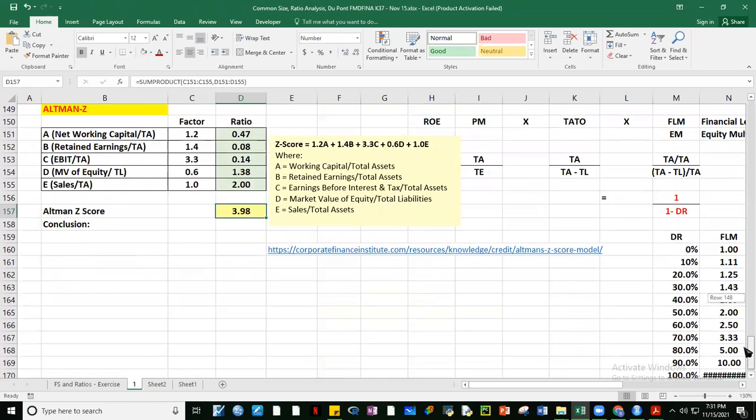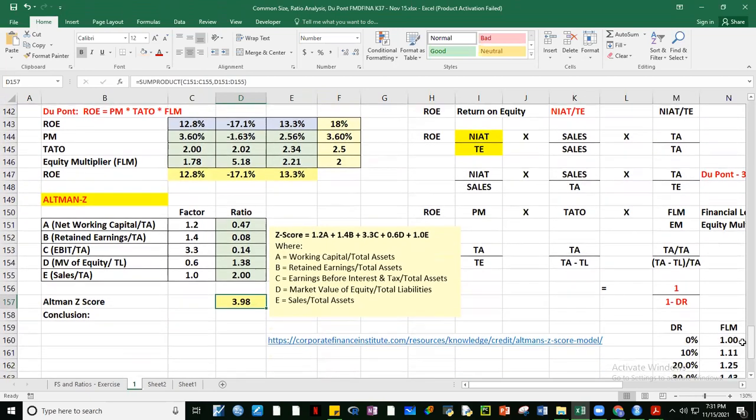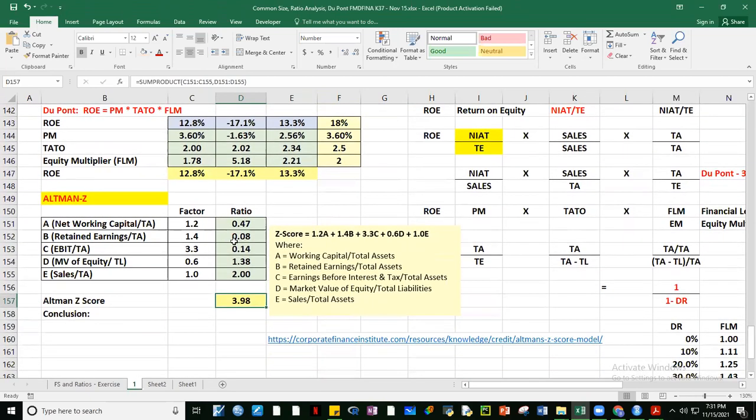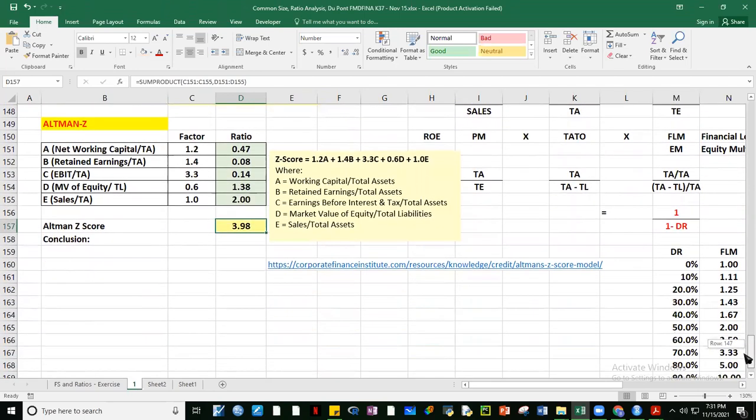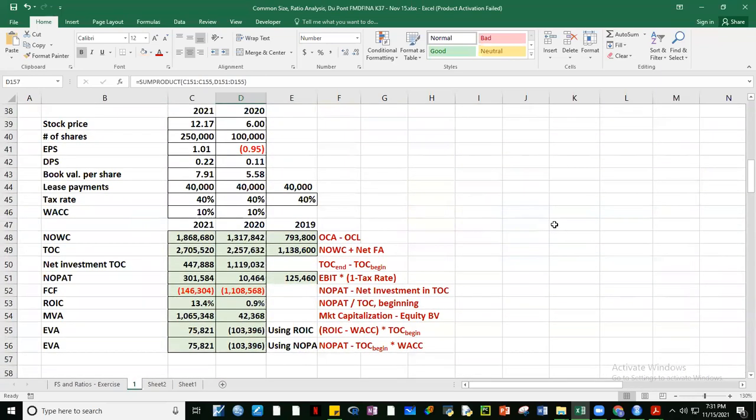Then we looked at Dupont, guys. We exploded Dupont into profit margin, asset turnover, and financial leverage multiplier. And then finally, we looked at Altman Z as a measure of whether the organization will become bankrupt in the next 2 years. So that wraps up our discussion. I hope you learned something in our financial statements and ratio analysis. We will have our long quiz this coming Wednesday.